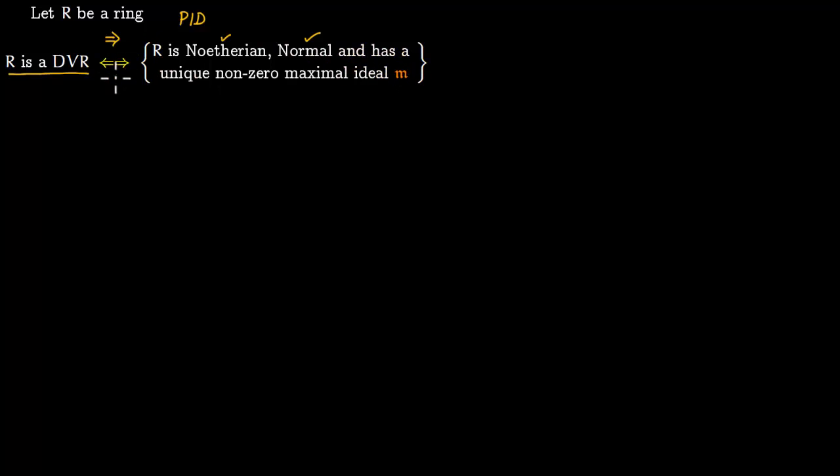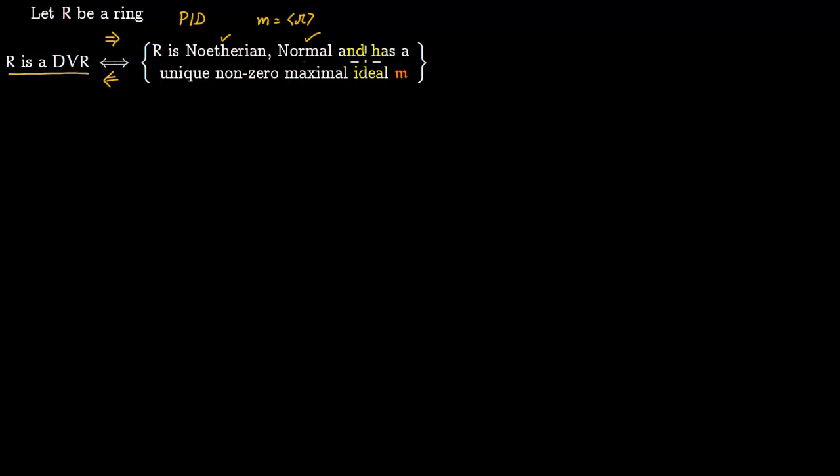So this we know. Now we want to work in the opposite direction. So we are given R is Noetherian, normal, and has a unique non-zero maximal ideal M. So this M is not equal to 0, and then it will be a DVR, or discrete valuation ring. So what we have to essentially show is that M is actually a principal ideal, that it is generated by a single element pi. So we want to show that M is generated like this, and then we will get a DVR. So this will be a long theorem, and therefore we will state some facts which we will use. Once we state the facts, it will be easier.